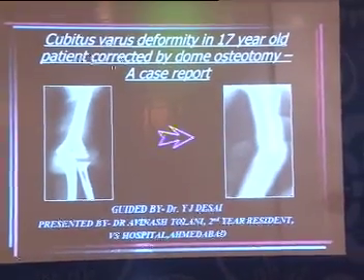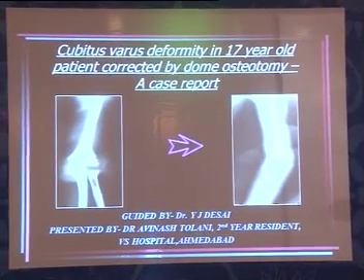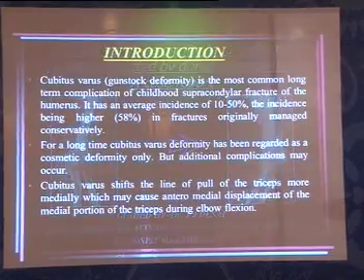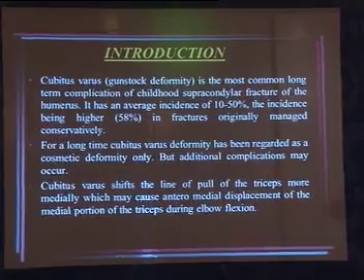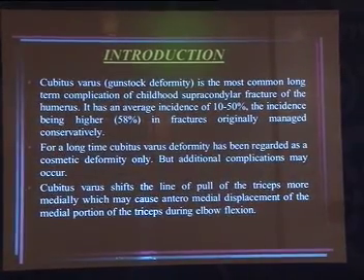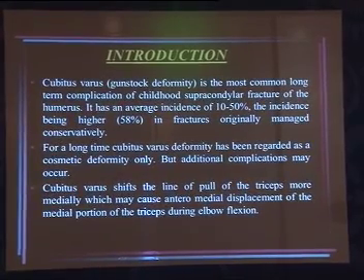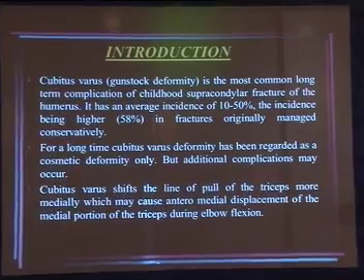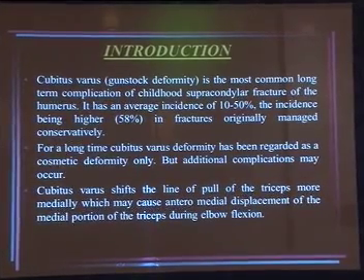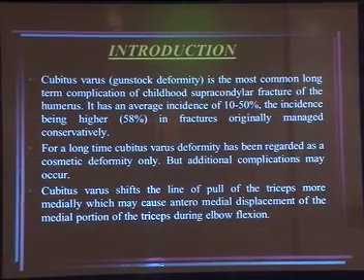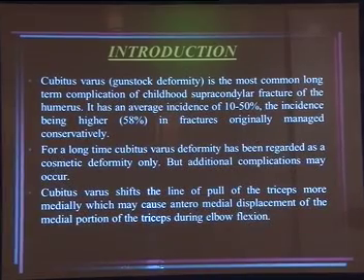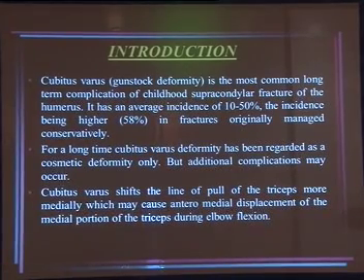Good morning, everyone. Today's topic is cubitus varus deformity in a 17-year-old patient, a case report. Cubitus varus, or gunstock deformity, is the most common long-term complication of childhood supracondylar fracture of the humerus. It has an average incidence of 10 to 50%, the incidence being higher in fractures originally managed conservatively. For a long time, cubitus varus deformity has been regarded as a cosmetic deformity alone, but additional complications may occur.